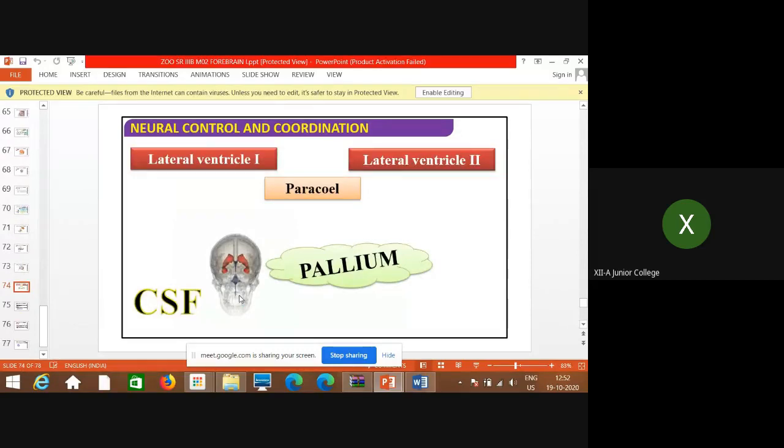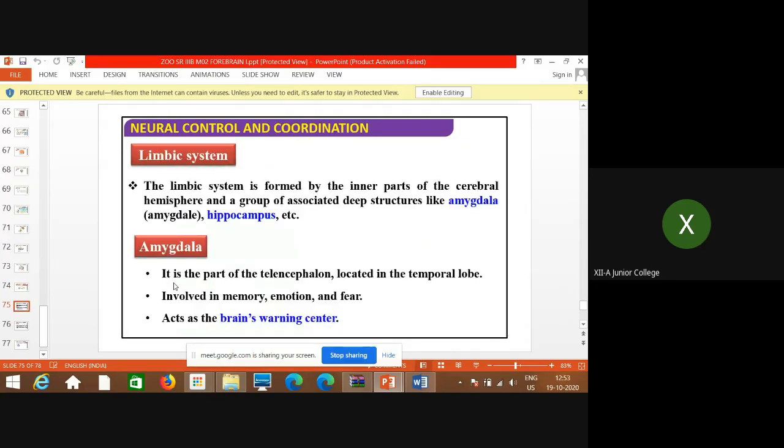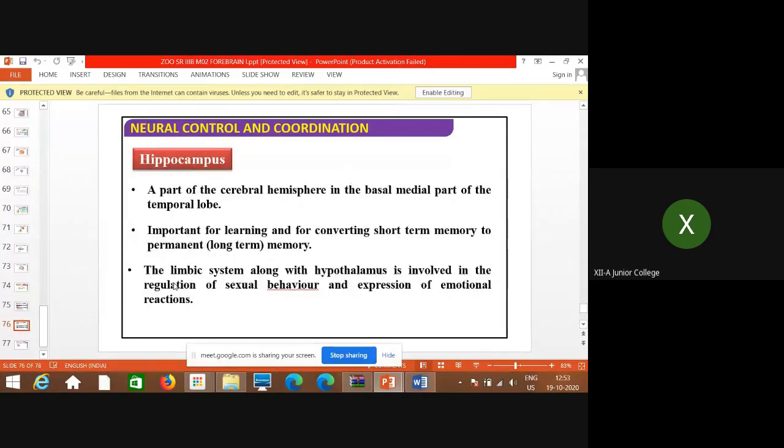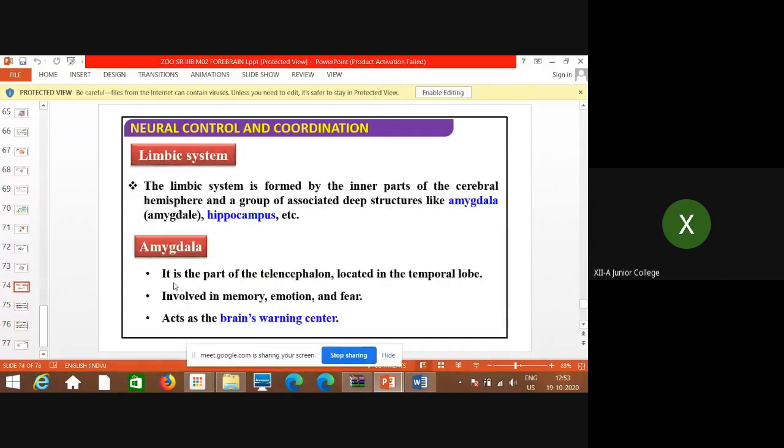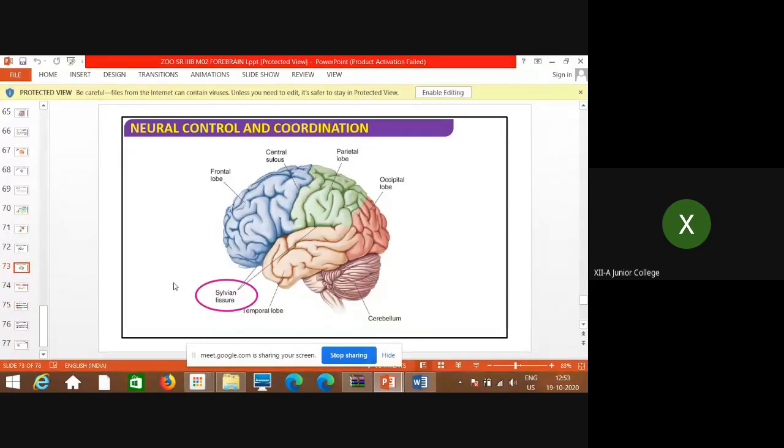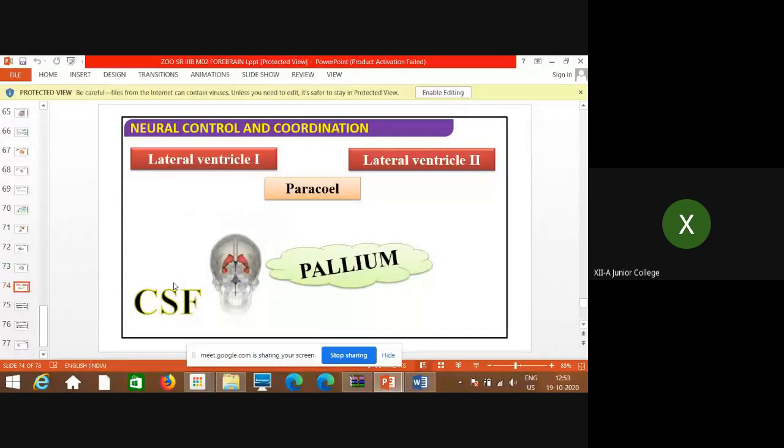About the ventricles and all, we will discuss in the next period, but just remember that the lateral ventricle 1 and lateral ventricle 2 are considered to be the paracoel, which we will be discussing again next period. But the limbic system or amygdala are also parts of the front lobe of this brain. So that's why I'm just mentioning it here.